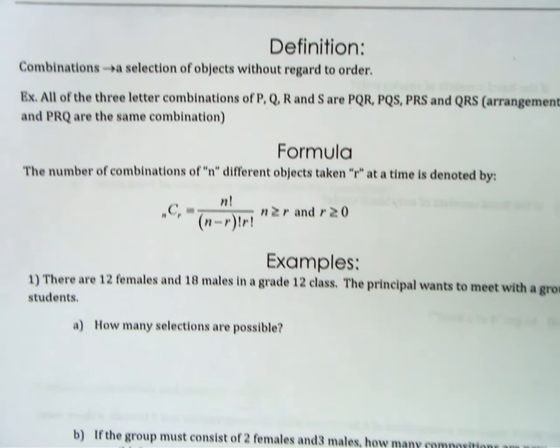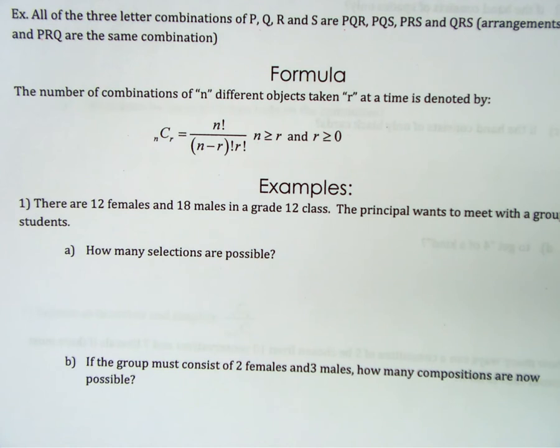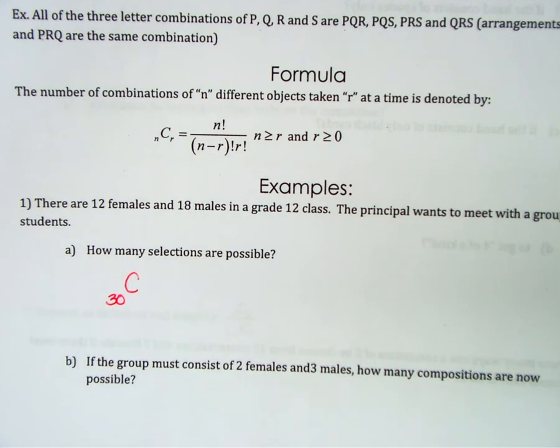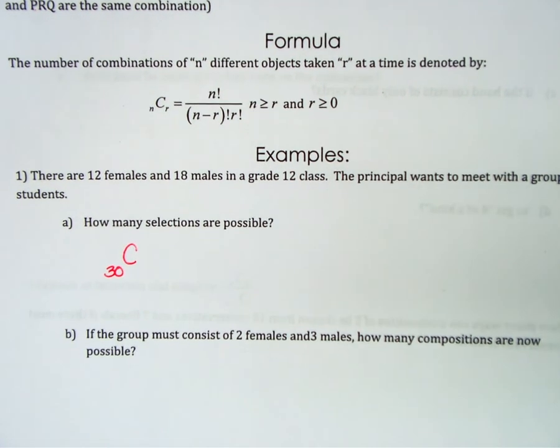Okay, there are 12 females and 8 males in a grade 12 class. The principal wants to meet with a group of 5 students. So there are no restrictions on this. It doesn't say 2 have to be females, 3 have to be males, anything like that. It just says students. So how many students do I have? 30. So n is 30. And how many am I choosing? 5.